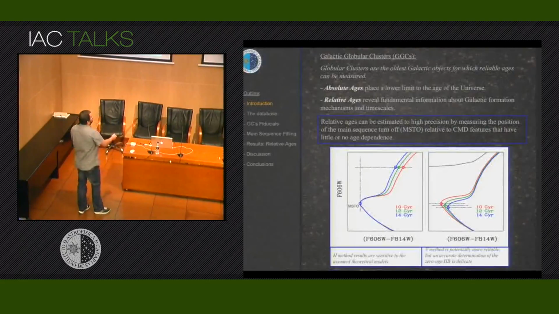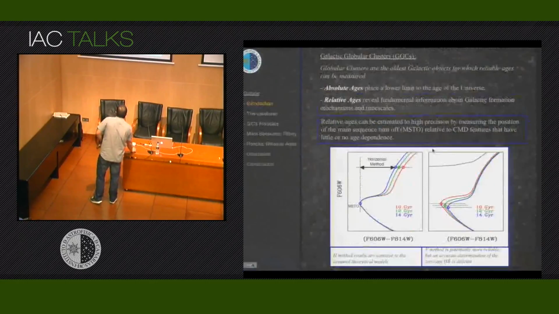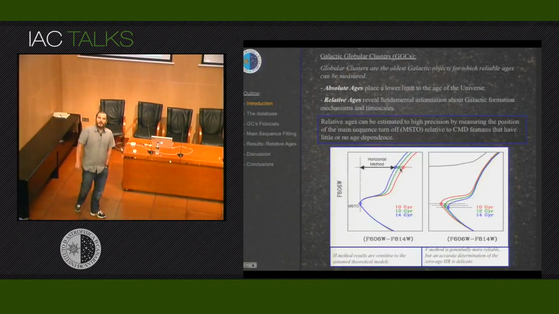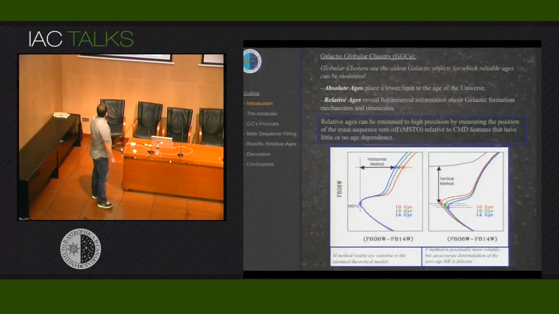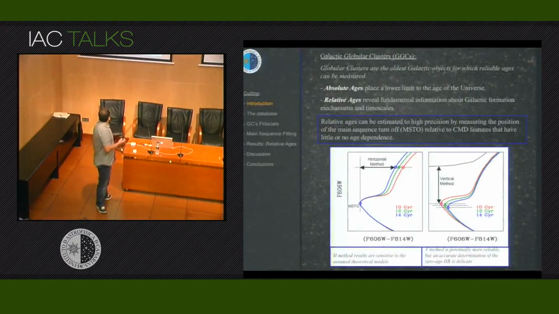Those are the two traditional methods of measuring relative ages. The first one is the horizontal method, where you measure the difference in color between the main sequence turn-off, which is here, relative to a fixed point on the RGB. You can get an estimation of the globular cluster age. Similarly, with the vertical method, you can determine relative ages by measuring the difference in brightness between the horizontal branch and the turn-off.